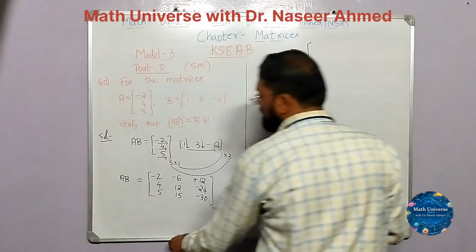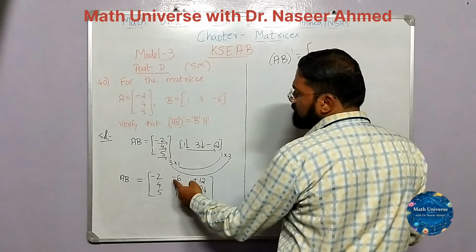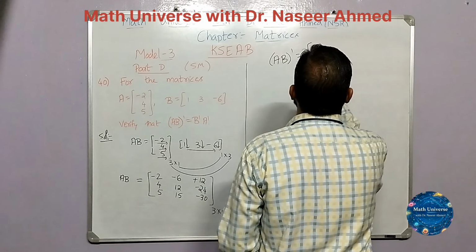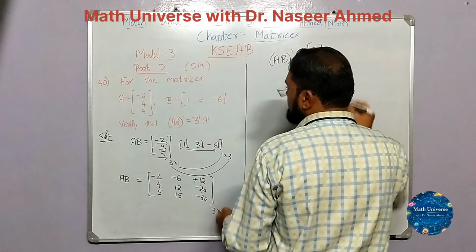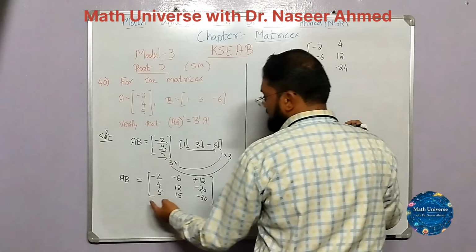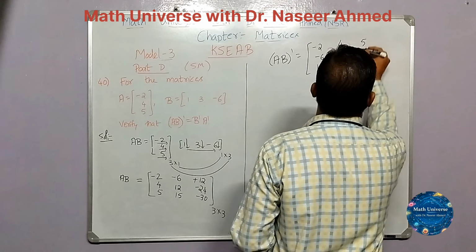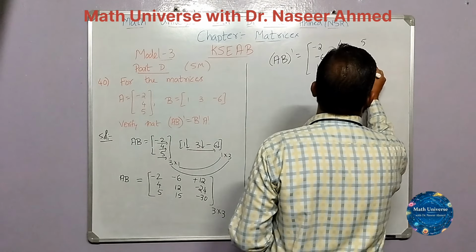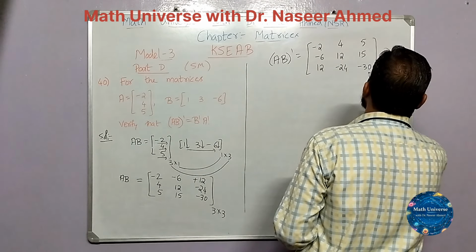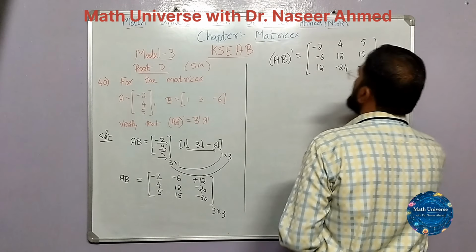Change row to column and column to row. This is my first row: -2, -6, plus 12 will be here. Then 4, 12 and -24. Lastly, 5, 15, -30. Again it is 3 by 3, and I will take this as equation number 1.